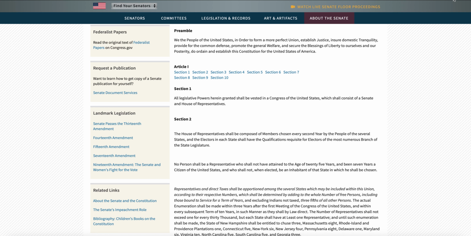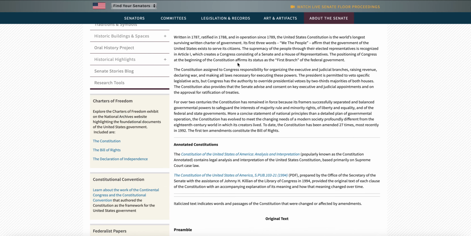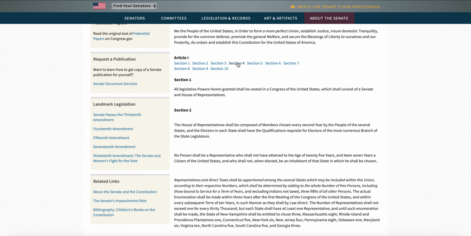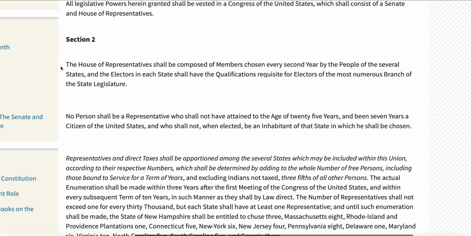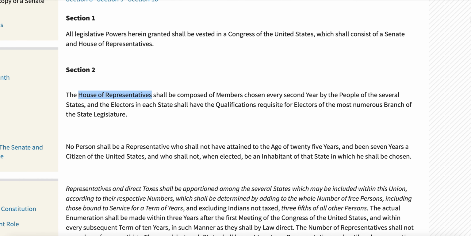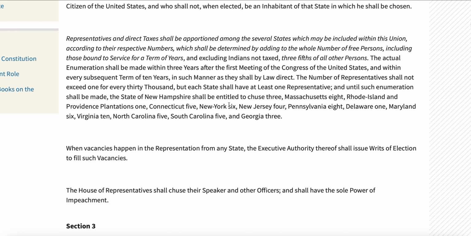But here's the original Constitution right here. This is the preamble to the Constitution. We're going to go down to Article 1, Section 2, the House of Representatives. The whole Congress consists of a Senate and a House of Representatives. Again, the House of Representatives is our largest representative body in the United States. Right there, we're going to see how many the Founding Fathers thought was appropriate.